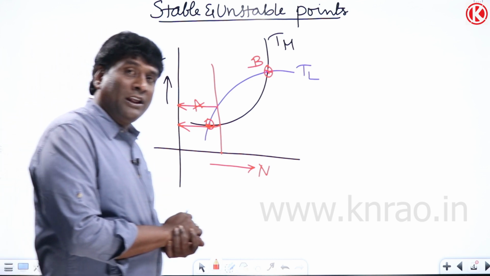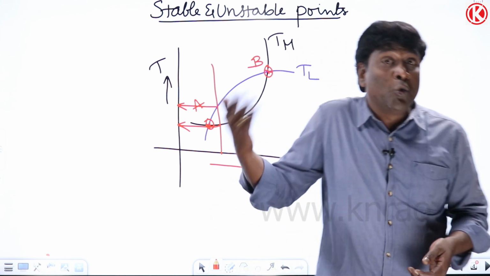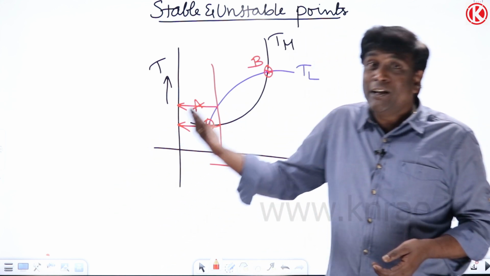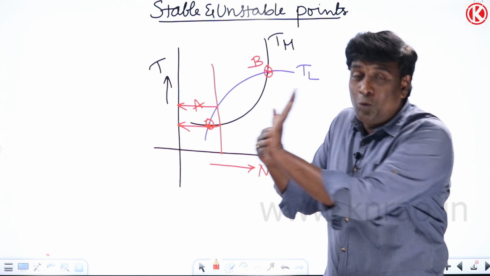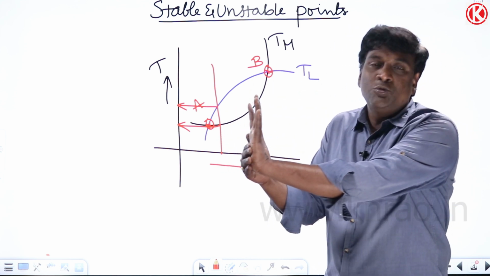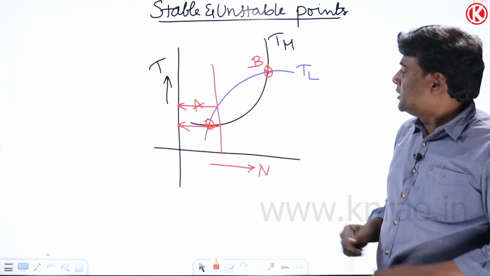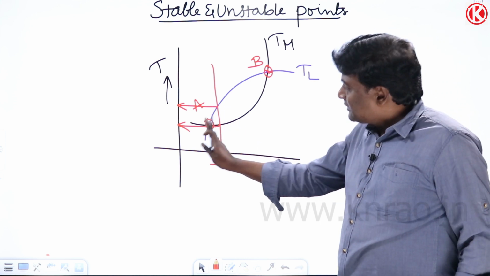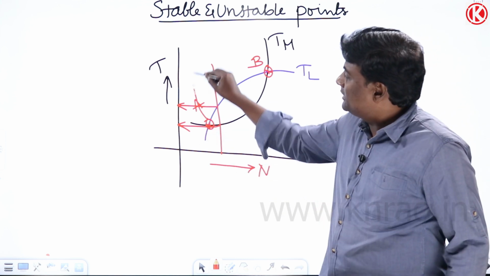So then what will happen? The load is requiring more torque, but my motor is unable to give that much torque. So that is going to be a decelerating torque. So my operating point will not travel towards this. So it is going to be stable.